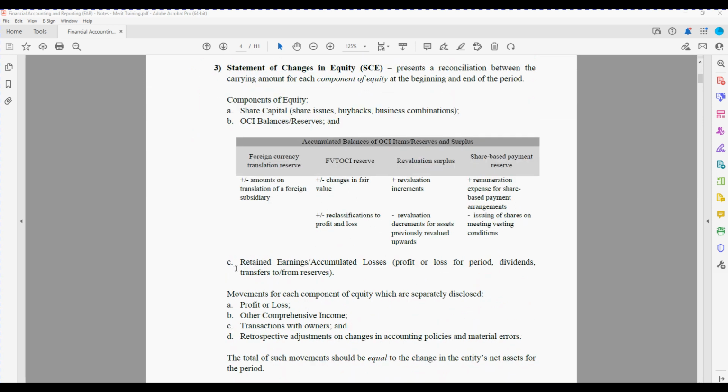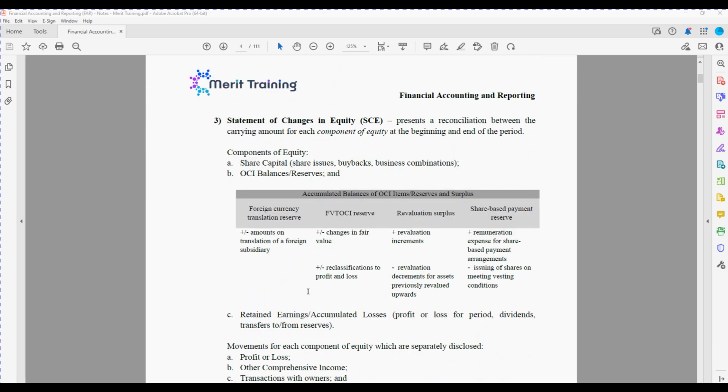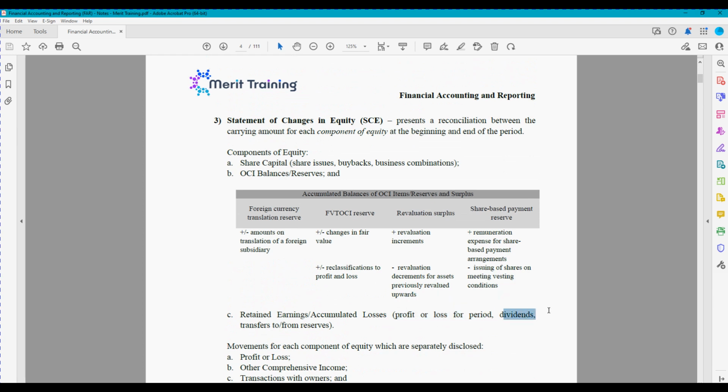And the final one is retained earnings or accumulated losses. So this is essentially profit or loss for the accumulated period, which hasn't been paid out, right? So the current period, plus any dividends or transfers to and from the reserves, right? Because dividends is going to be coded to there. It might actually reduce the amount in this period, so it might actually reduce retained earnings, but ultimately all of these three things factor into what's sitting in retained earnings.